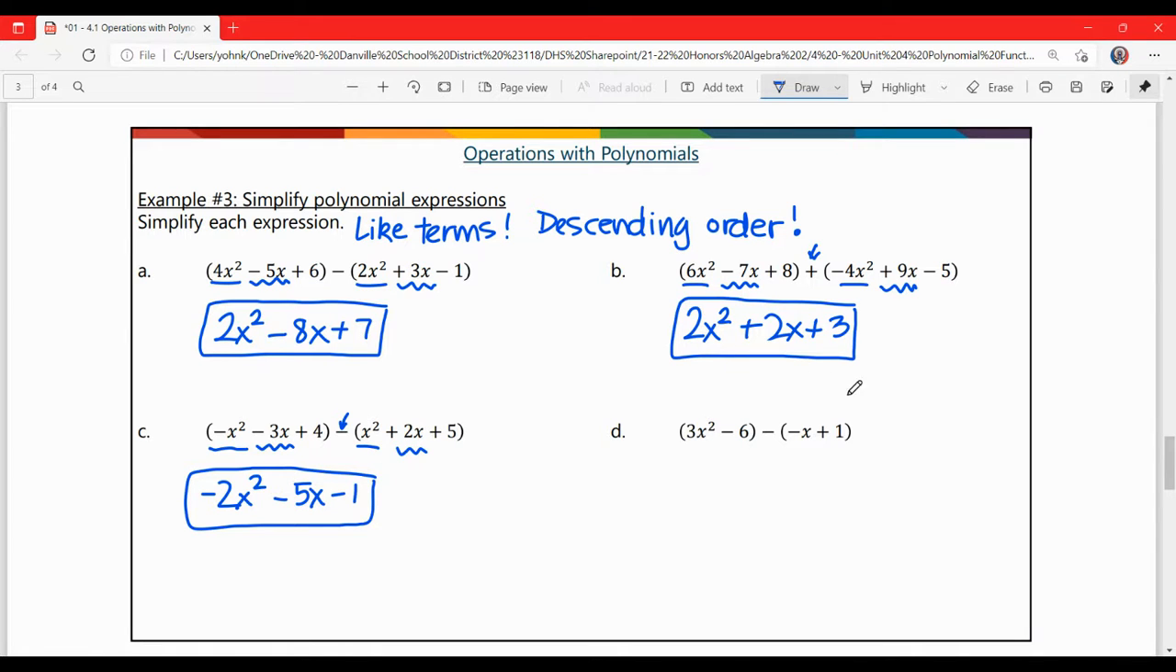And then finally, we're subtracting again. So I'm going to find like terms. Notice there is no x squared in the second polynomial, so therefore there's nothing to combine with the first 3x squared. Then descending order says I subtract a negative x, which is a plus x. And then I can put negative 6 minus 1 and get negative 7.